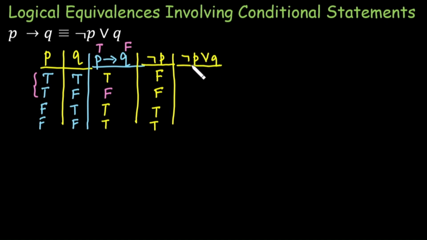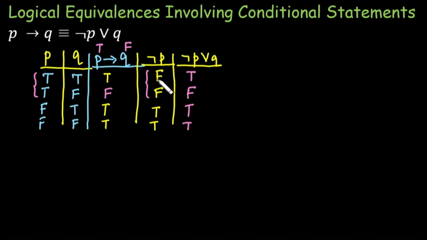So it means we need to identify where not P is false. That is in these two cases. Identify where Q is false in these two cases. That is in the second case. So only in this case this is false. Otherwise true.